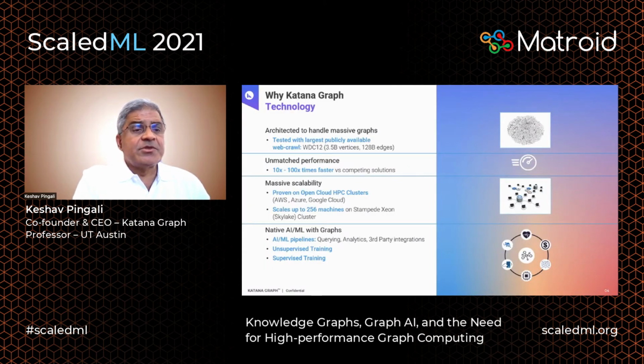So that brings us to Katana Graph. We are architected to handle massive graphs. I'll show you a cartoon level block diagram of our system on the next slide, but at the heart of our system, we have a scale-out graph engine, which has been tested with some of the largest publicly available web crawl graphs, like WDC12, which has 128 billion edges. We have designed this graph engine from scratch for the needs of high-performance graph computing.